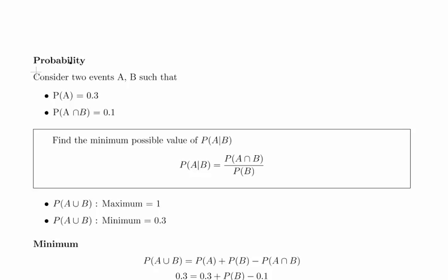In this presentation, we're going to look at the conditional probability formula, and we're going to do something a little bit interesting. So what we have here is two events, A and B, and we're told two pieces of information about these events. The probability of A is 0.3, and the probability of A intersection B is equal to 0.1. Okay, so that's sort of a fixed number. Now, the question is, find the minimum possible value of A given B. That's really the question we're asked.